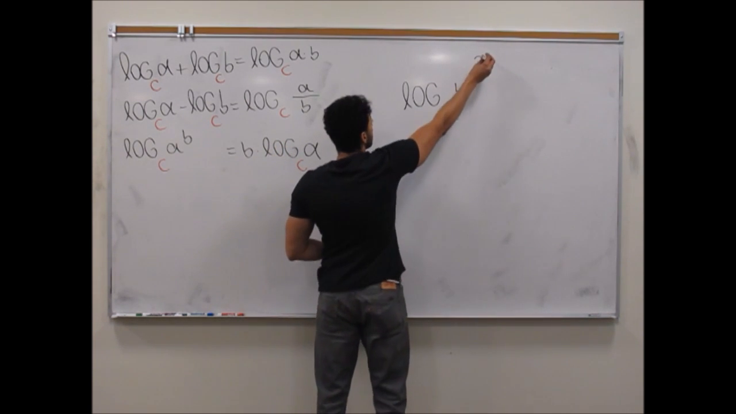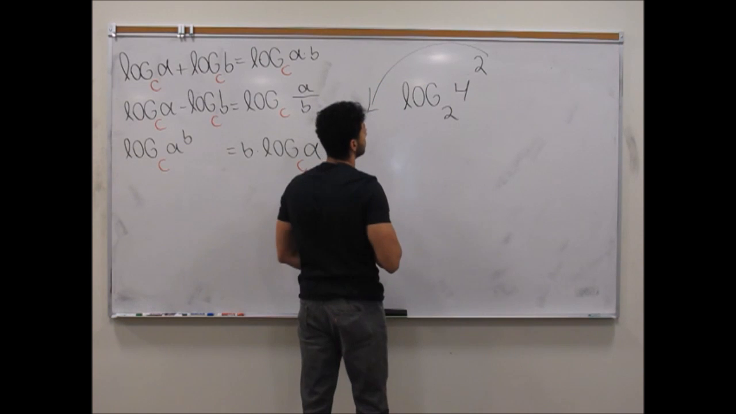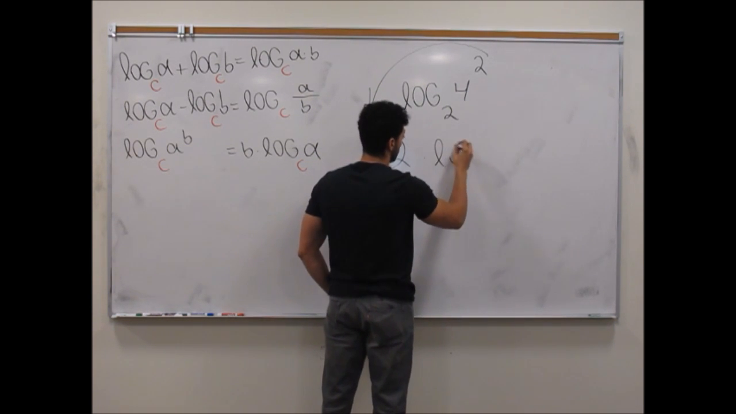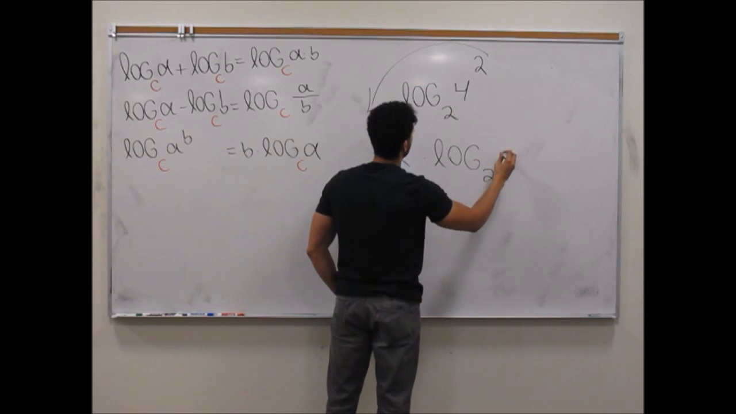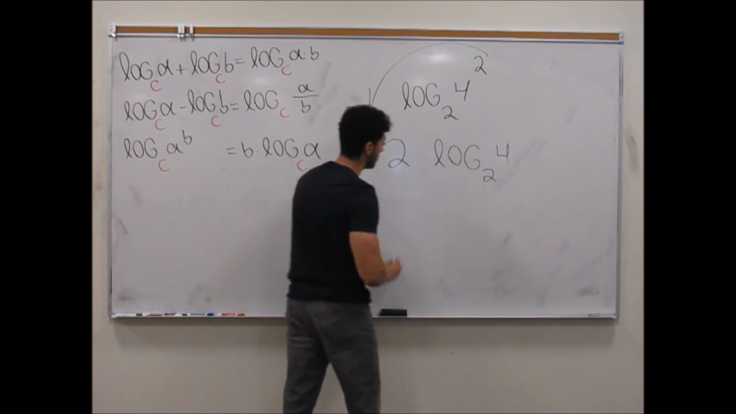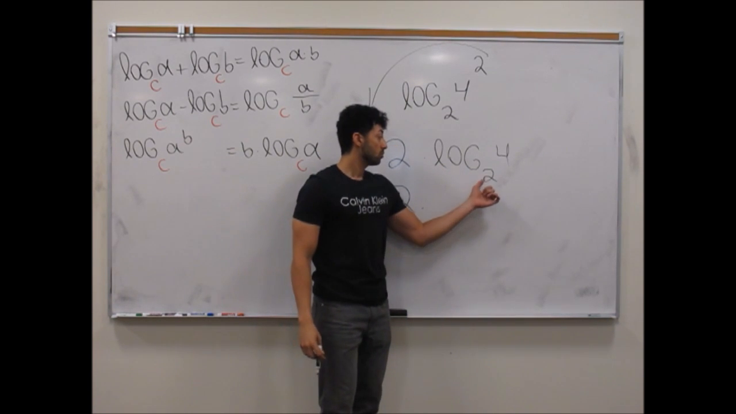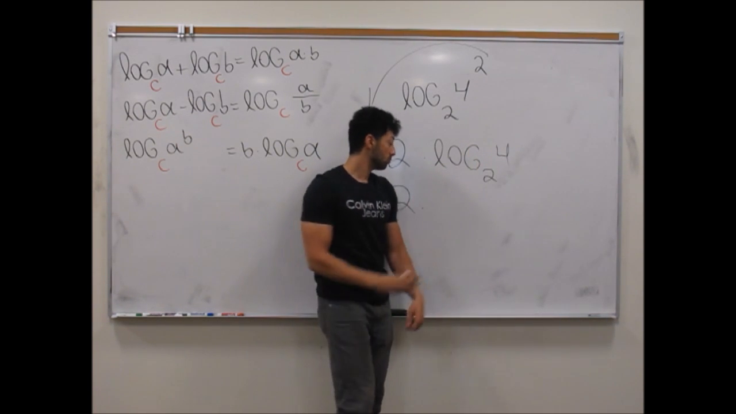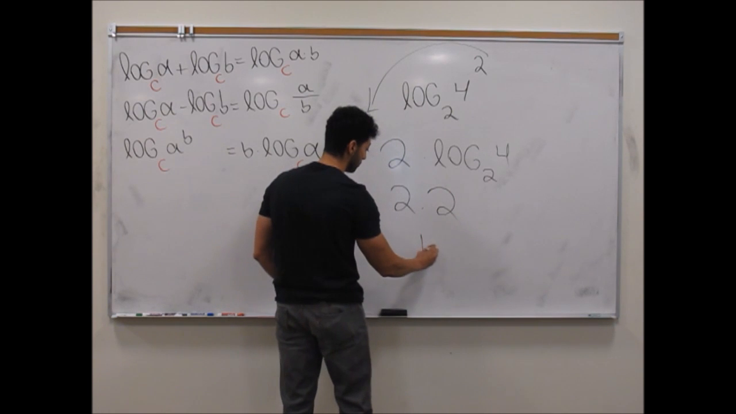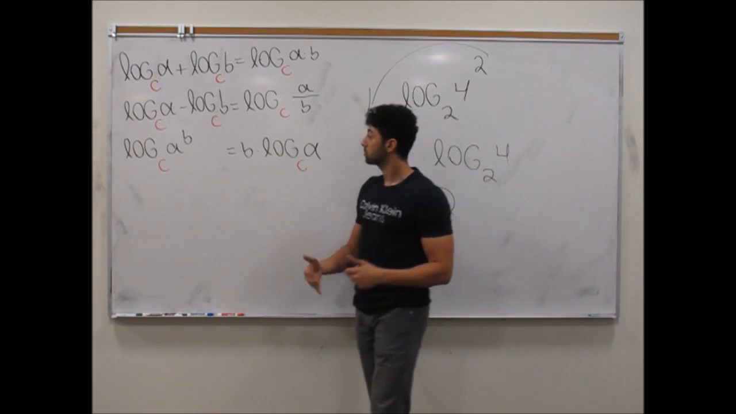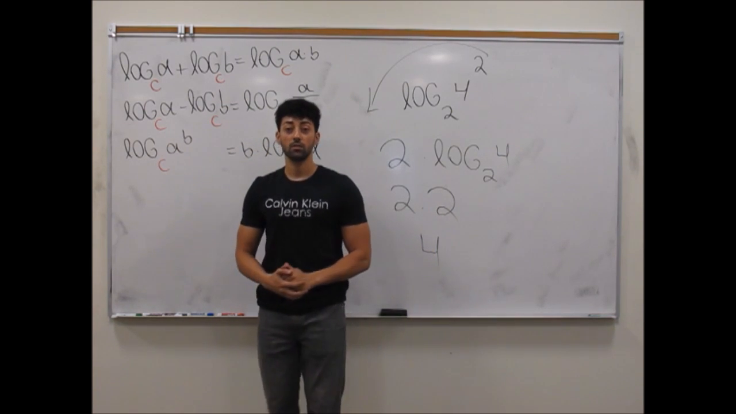So let's go ahead and bring this 2 back and multiply it. So then we get log base 2 of 4. Alright, so then we get 2 times, what this is saying is 2 to what power is 4, which is 2. So 2 times 2 would be 4. Alright, so I just want to do some simple examples having to do with these properties.